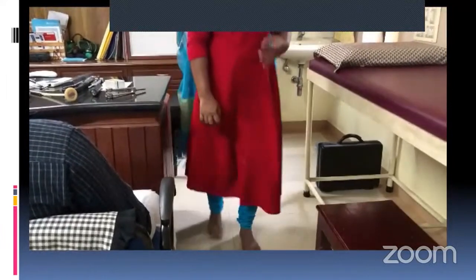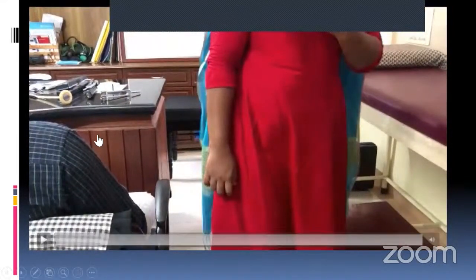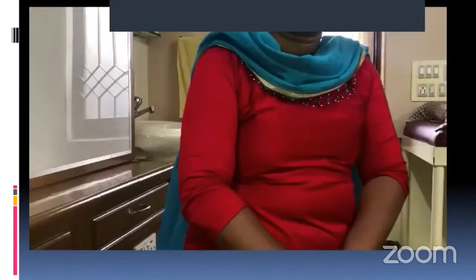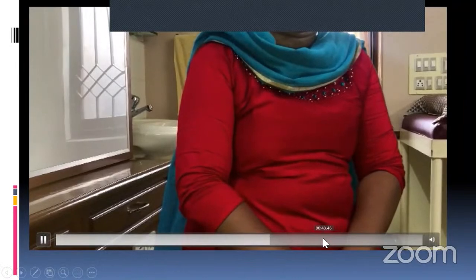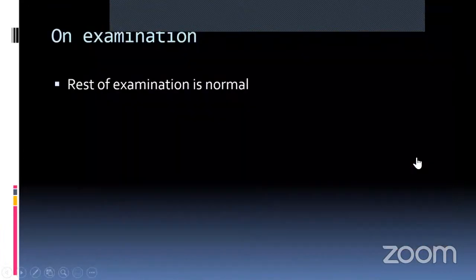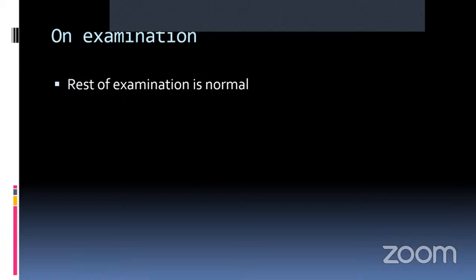It's present bilaterally, in fact. Slightly more prominent. I'll show the walking once again. That's the hand going into that positioning, especially when she tries to do something. Okay. So the examination is normal. What is it? PKD is PKD, sir. It could be PKD. There is nothing else.